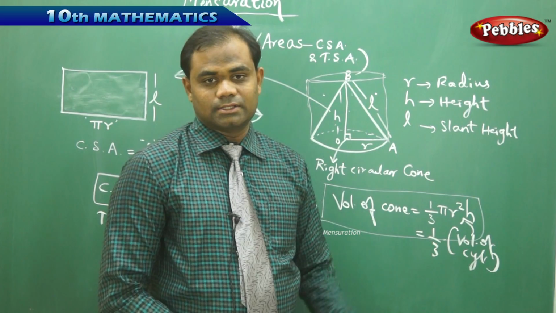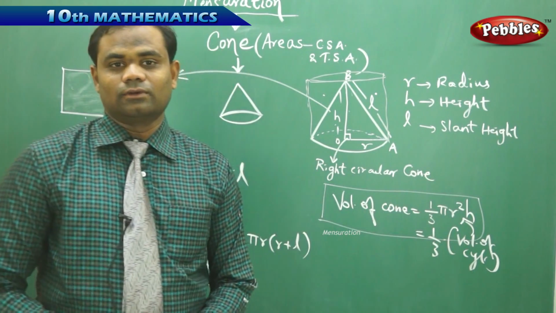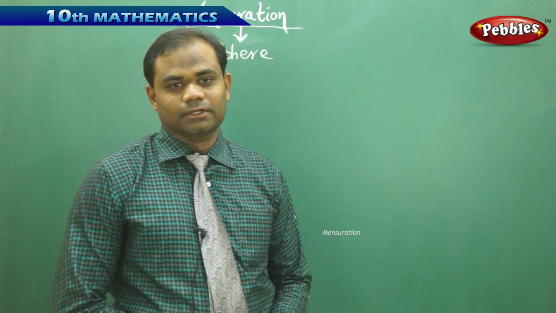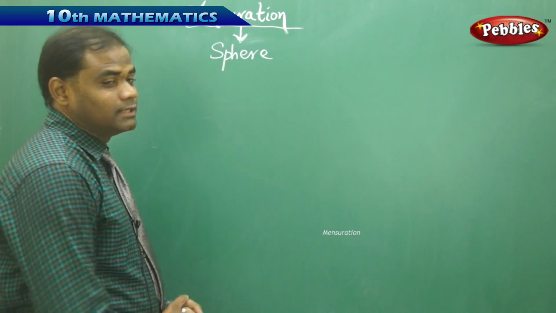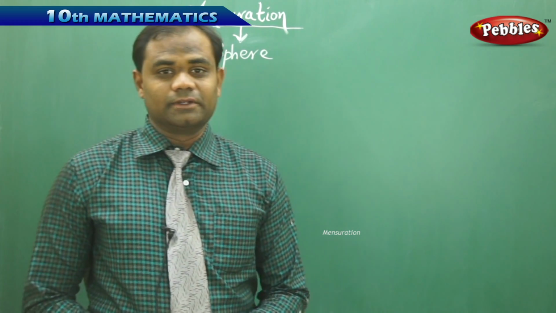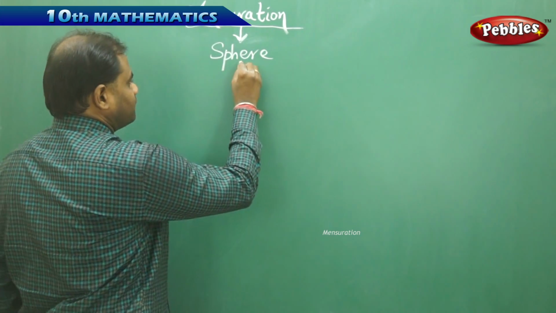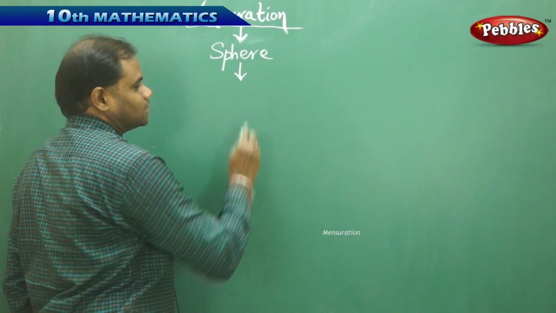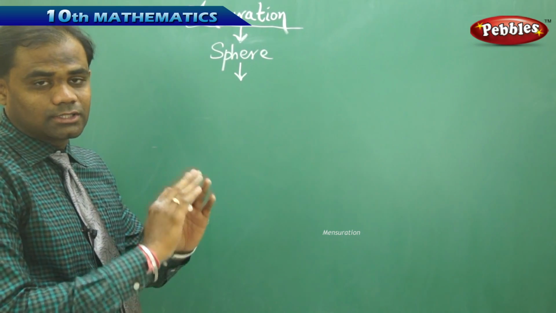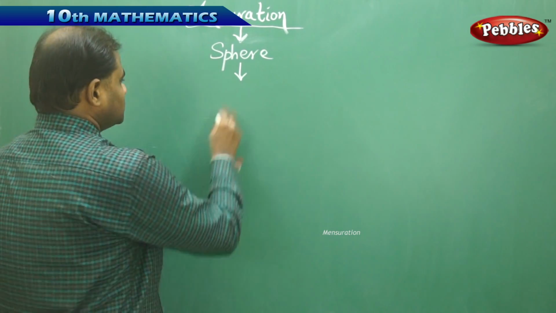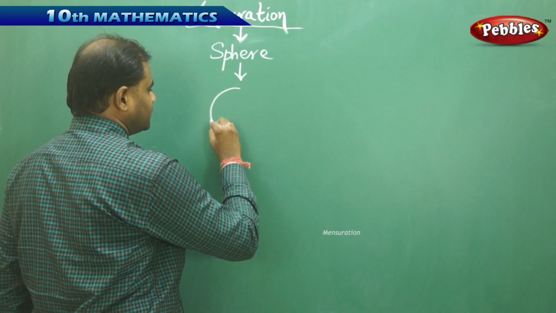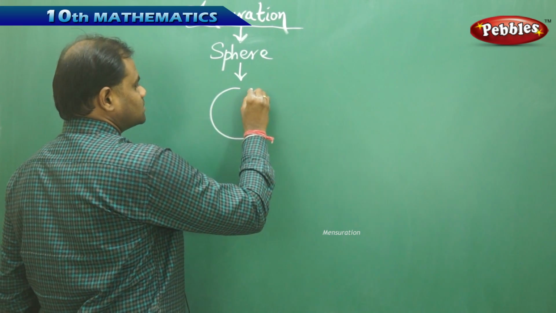Is how we understand the properties of the cone. The next is the sphere. Now in sphere, let's see what is the difference between a curved surface and a total surface. As we know, every part of the sphere is a surface which is curved. Therefore, the whole total surface area is nothing but the curved surface area.